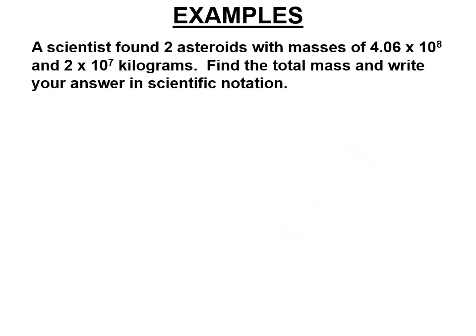Okay. Scientists found 2 asteroids with masses of 4.06 times 10 to the 8th and 2 times 10 to the 7th kilograms. Find the total mass. So what do we do for total? We add, right? So we're adding 4.06 times 10 to the 8th, and we're going to add that to 2 times 10 to the 7th.